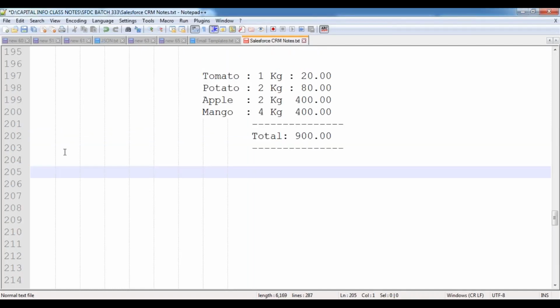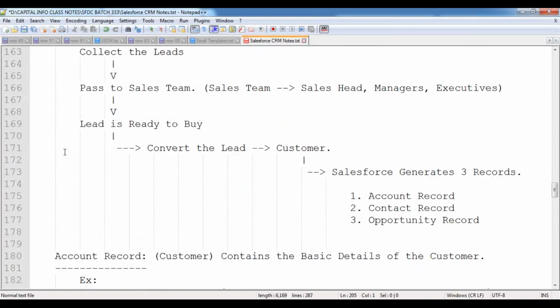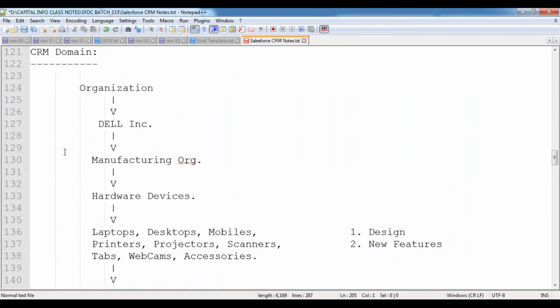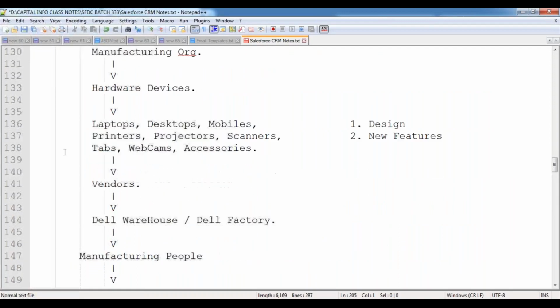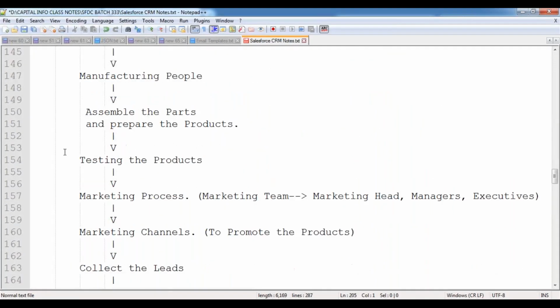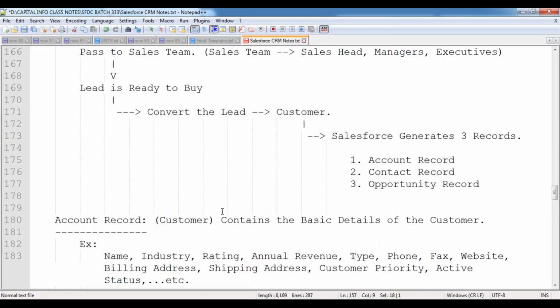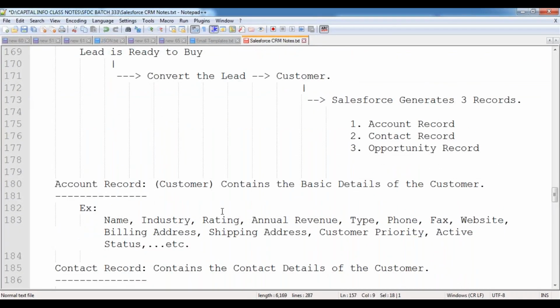So in the last session, we have discussed the CRM process, that means the CRM life cycle. As part of that life cycle, we discussed the marketing process and the sales process. We discussed how they promote the products by using various marketing channels, and what they will do with the help of that marketing process.